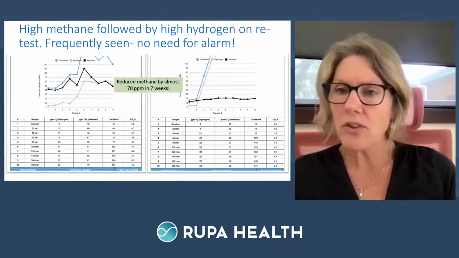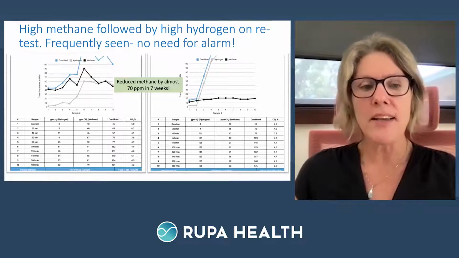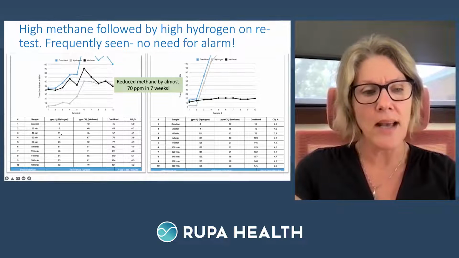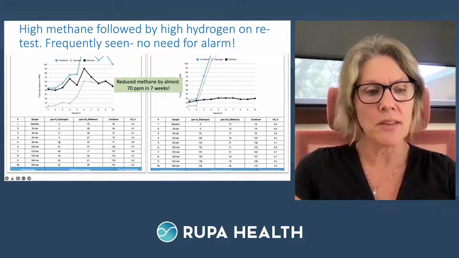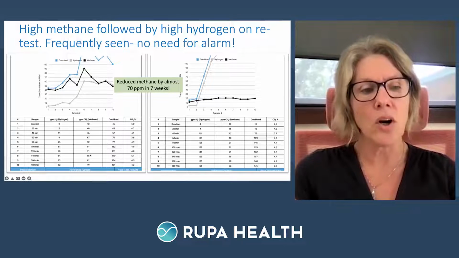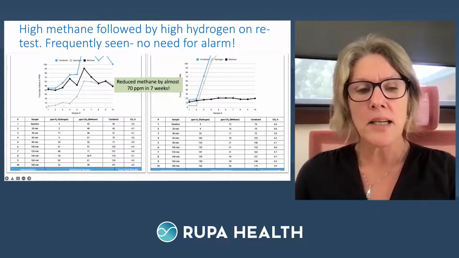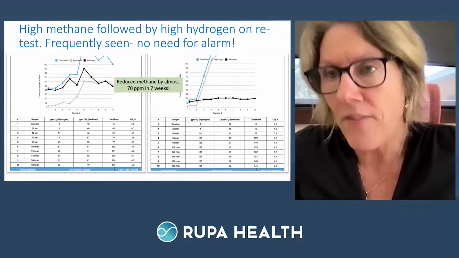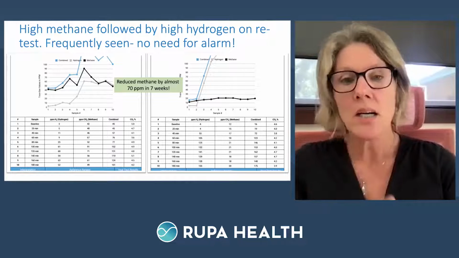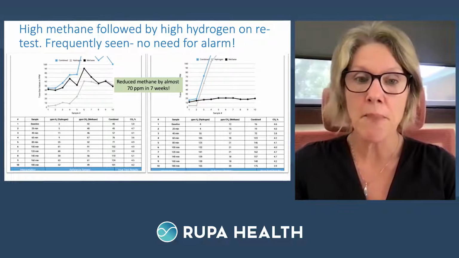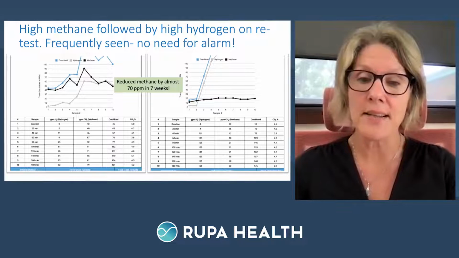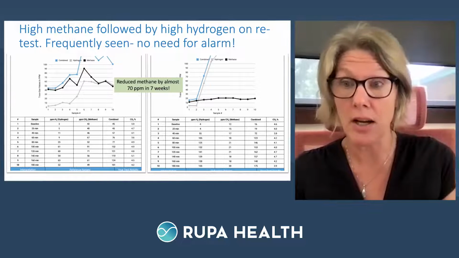So what we also see is when you have a combined hydrogen and methane. So we have this person positive for SIBO, but also IMO. On the test results, the first test results, and then after 7 weeks of treatment, this was actually my patient, we reduced methane by almost 70 parts per million, but you can see that on that second test result, the hydrogen really shot up.